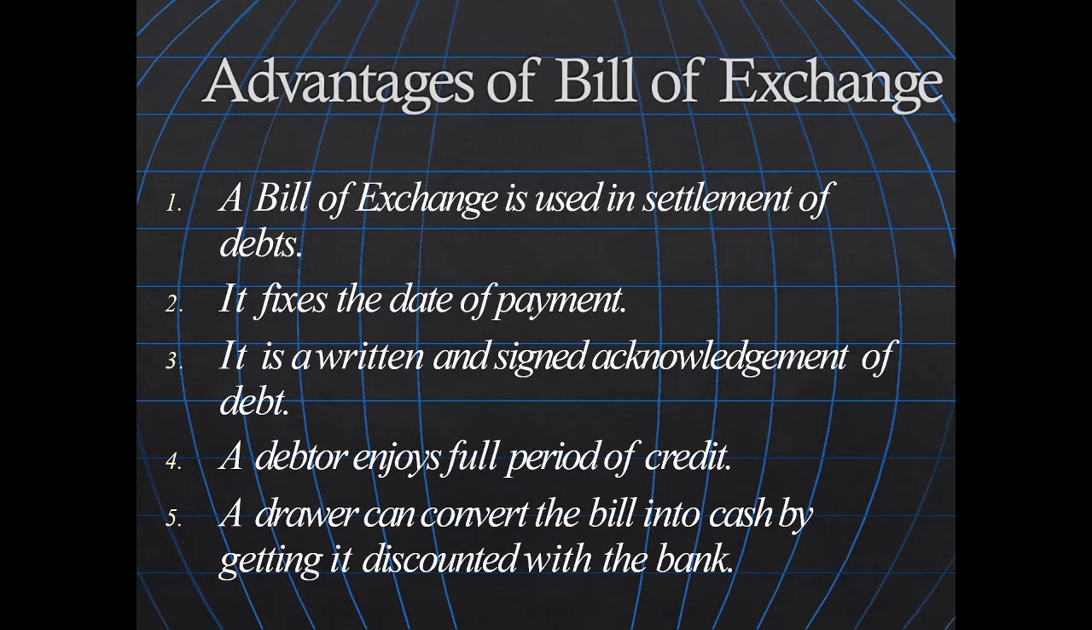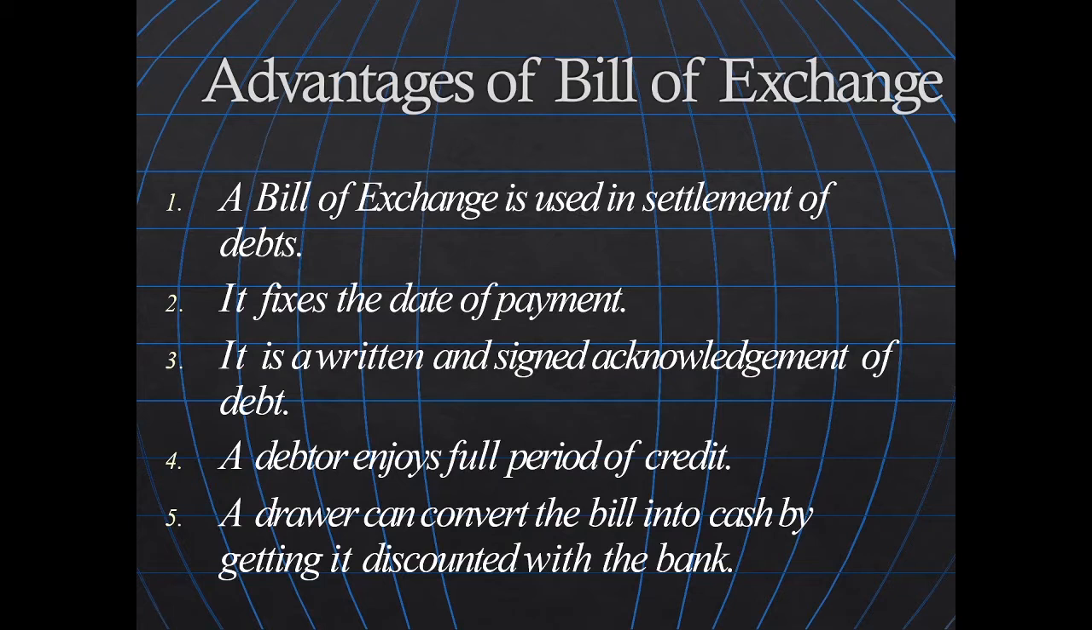And we must very clearly know the date of payment for the drawee, and the date of receipt must also be known by the drawer, because the bill must have a date and the bill must have a term. Based on that, we come across the date of maturity. So by adding 3 grace days, we surely know the date of receipt for the drawer and the date of payment for the drawee. It is a written and signed acknowledgement of debt.